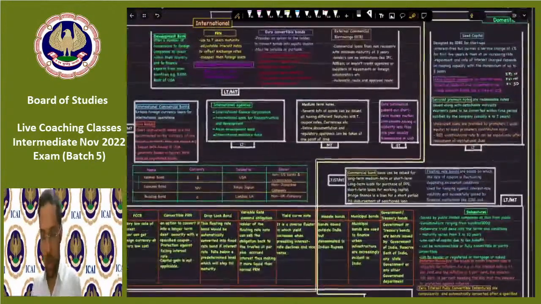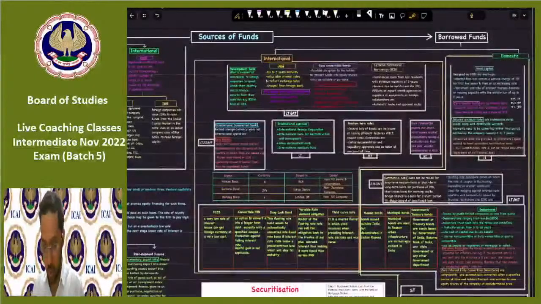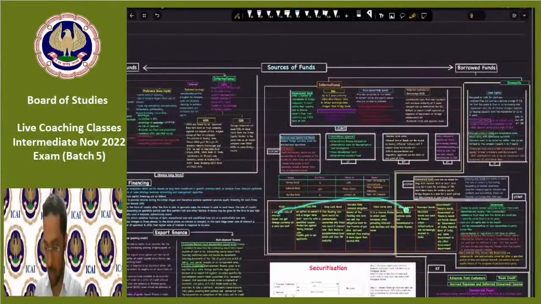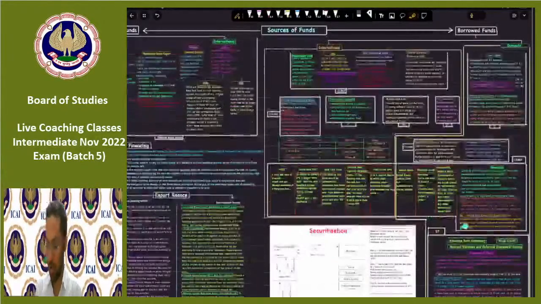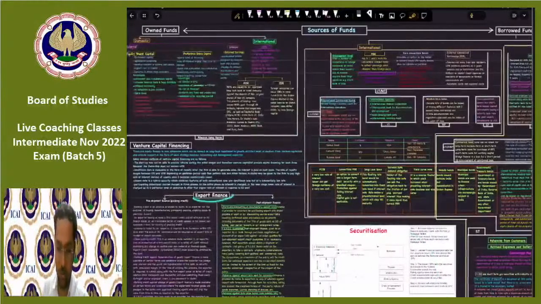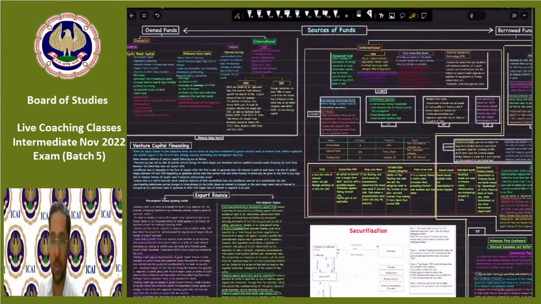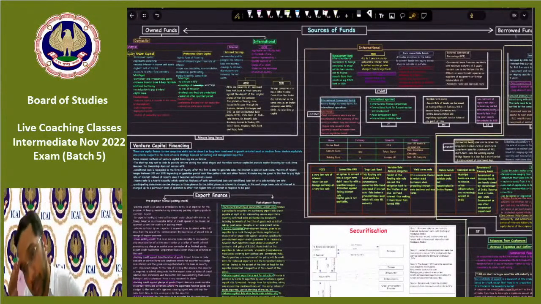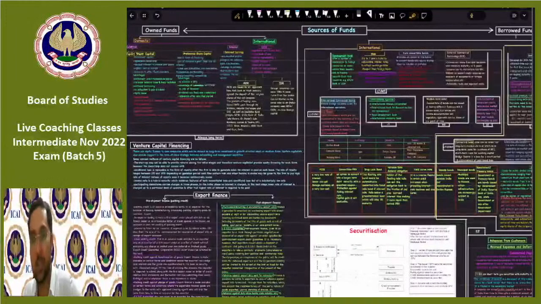Okay. So we have some more points to discuss. What are the international sources? Foreign currency convertible bonds, advances from customers, trade credit, securitization, export finance, venture capital financing. A lot of other stuff is there which we need to discuss. We are running short of time right now, so we'll stop here for the day. We'll take up these sections in the next part.